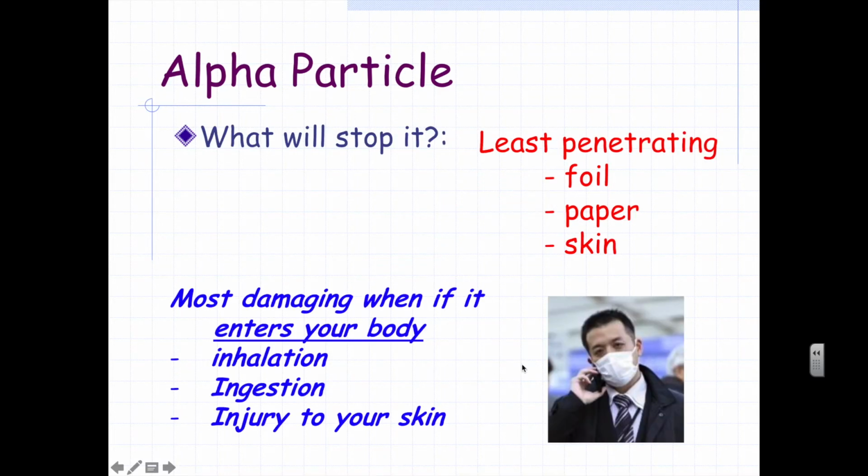So it has the least penetrating power, so it will be stopped by the smallest amount of things, or the least amount of material. It will be stopped by matter itself.